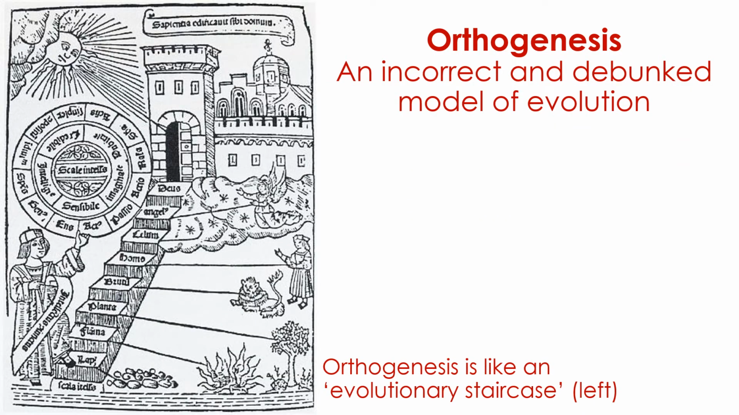We refer to this view of evolution as orthogenesis. According to this model, life forms have an innate tendency to evolve in one direction toward a state of higher complexity. This illustration from medieval times depicts orthogenesis as a staircase. The idea is, in each step of evolution, organisms take one step further up the evolutionary staircase, becoming more complex and superior in some way. Orthogenesis is like a staircase.